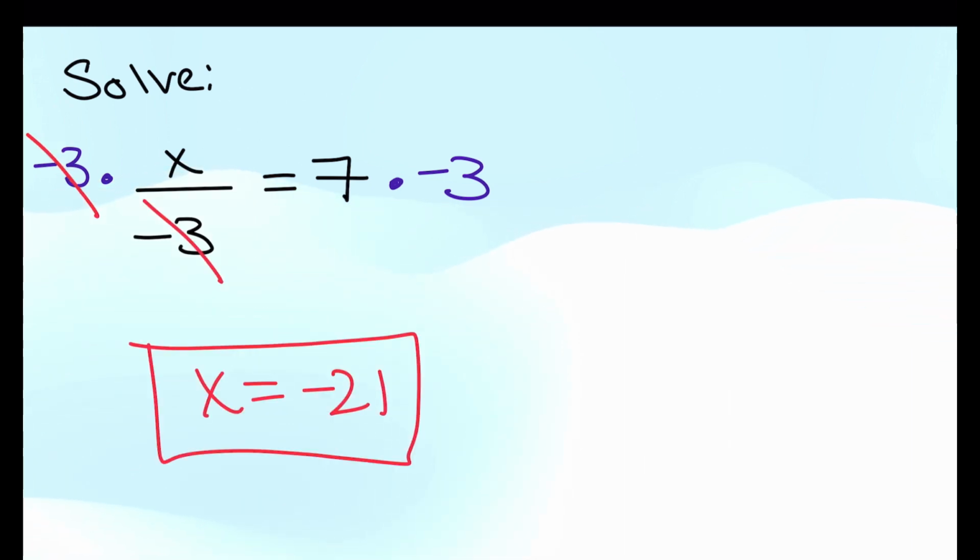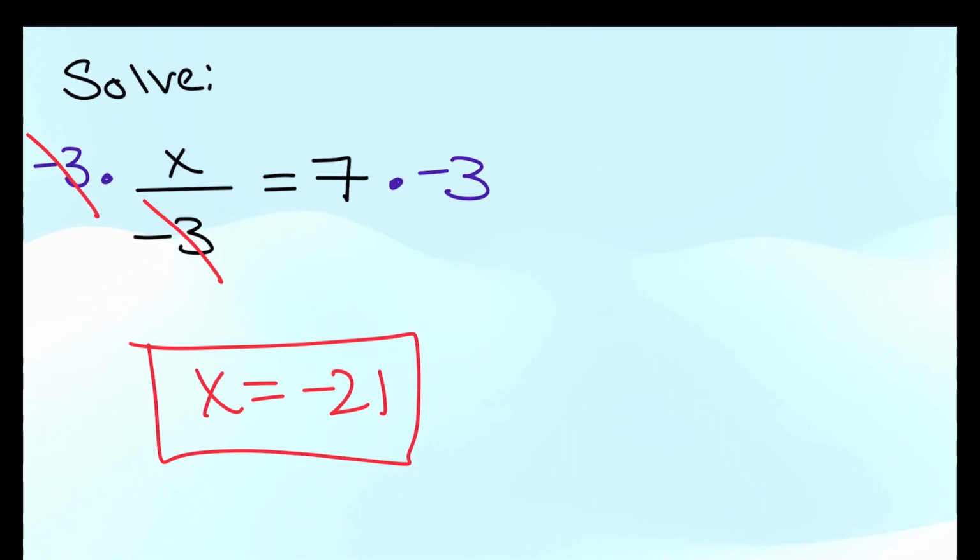This allows me to cancel the negative 3's out on the left. Technically what's happening is we have this negative 3 divided by negative 3. That gives me a 1x. But really you're just doing the opposite. Because we have division, we have to multiply both sides by negative 3. That gets rid of the negative 3's on the left. So now we have x equals 7 times negative 3, which is negative 21.